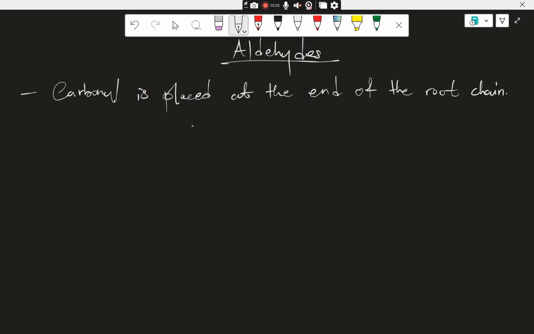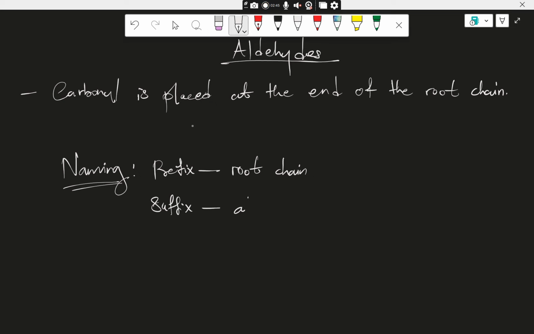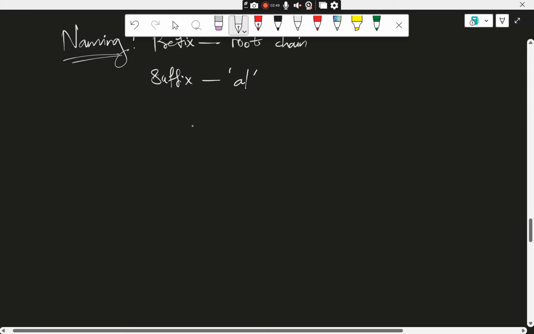So for the naming, we already know what the prefix will be: it will be our root chain or parent chain, right? And then the suffix will be "al", similar to alcohols, but without the "ol".